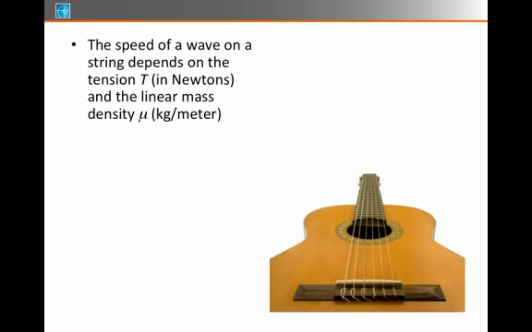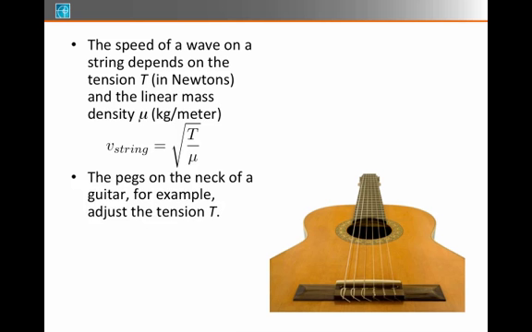Now, how does that relate to pitch? Well, pitch or frequency and wavelength are all related through the speed of the wave. Now, something we haven't talked about, but you need to know, is that the speed of a wave on a string depends on how much tension there is in the string and how thick the string is, its linear mass density, which is measured in kilograms per meter. It's just how much the string weighs. The velocity of a wave along a string depends on the square root of the tension over the mass density.